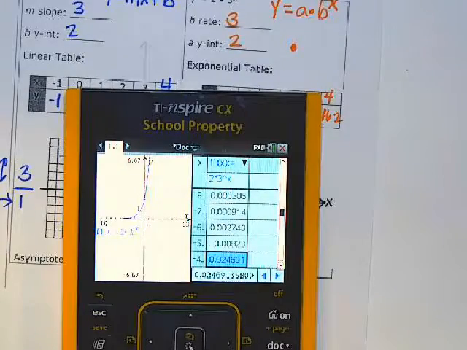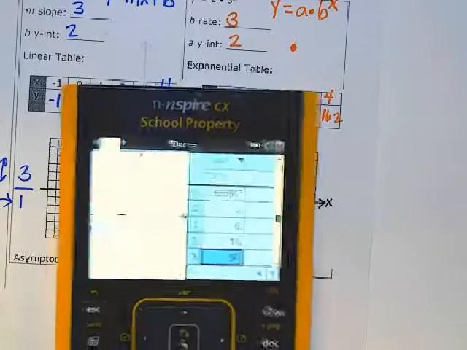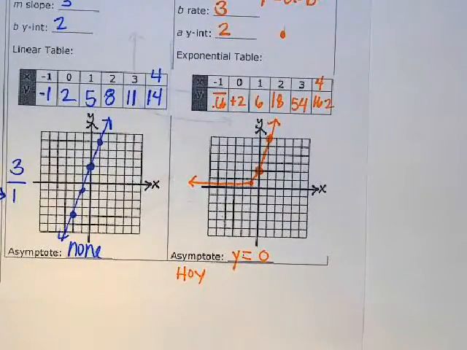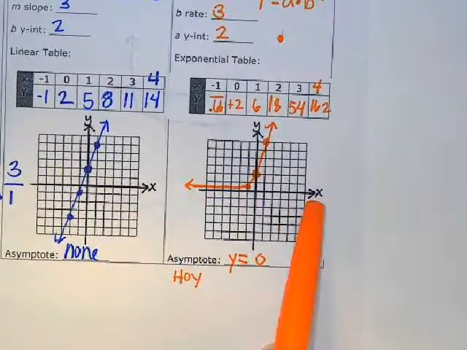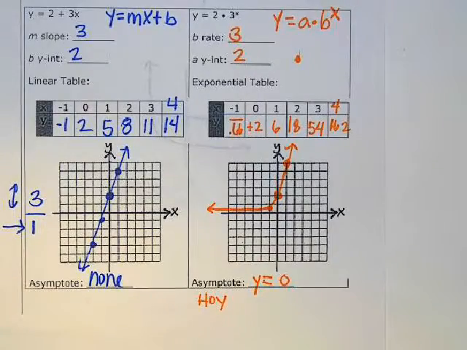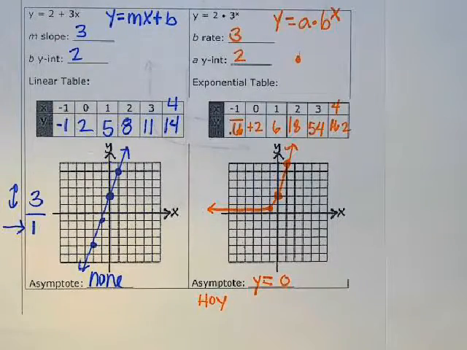Okay. So, anyways, it gets really, really close to 0, but it never touches because of the asymptote. And right now, y equals 0 is my asymptote. Science and math correspond a lot. Okay? All right. Questions? No. Okay, let's practice.